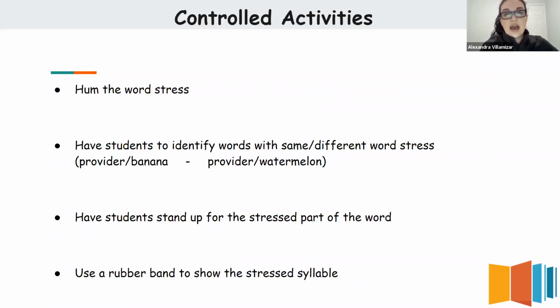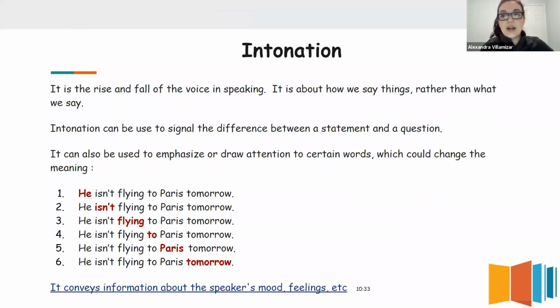And now let me talk about the last part. For the last part, we have intonation. When we talk about intonation, we refer to the rise and fall of the voice in speaking. Intonation is about how we say things rather than what we say, okay? Intonation can be used to signal the difference between a statement and a question. And it can also be used to emphasize or draw attention to certain words, which could completely change the meaning of a sentence.